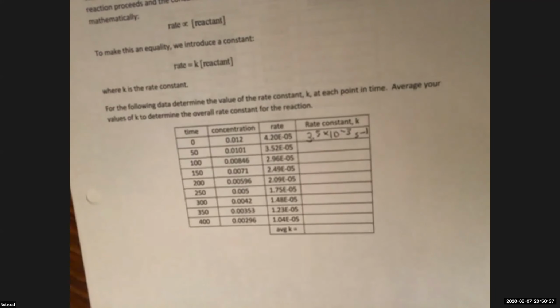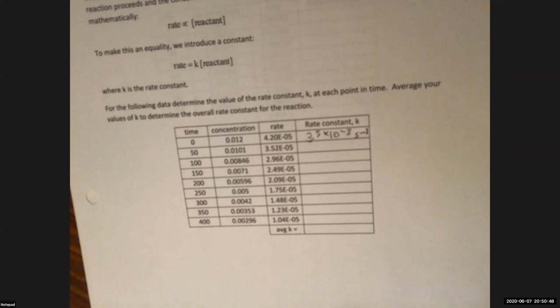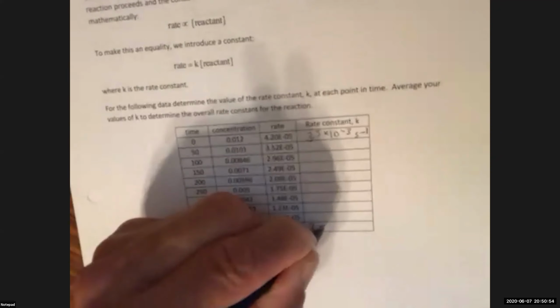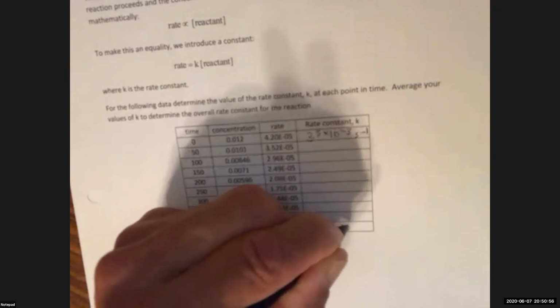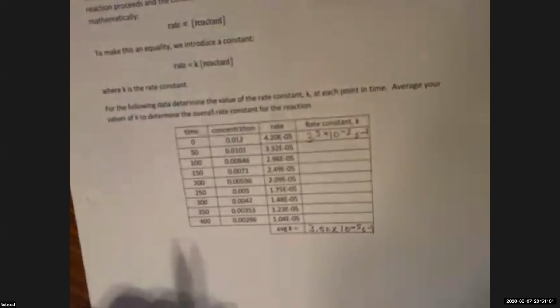If you remember, this is exactly the same table of data that we had previously. The average rate constant is going to be about 3.50 times 10 to the negative 5 seconds to the negative 1. And I have, I think, all the solutions on a solution key here, so let's look at that just to be sure.